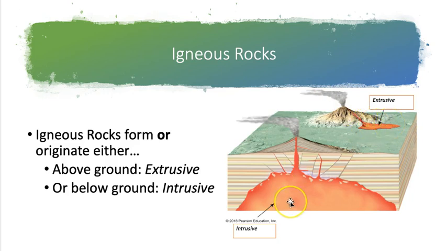In contrast, magma that's inside the Earth that solidifies to become an igneous rock is called intrusive because it's inside the Earth. So these are the two main origins for an igneous rock, either above ground, extrusive, or below ground, intrusive.